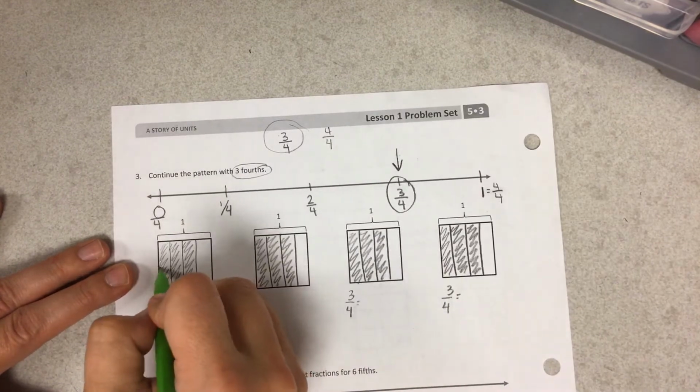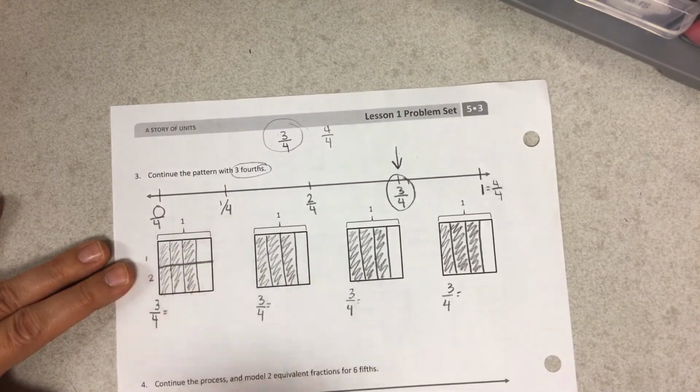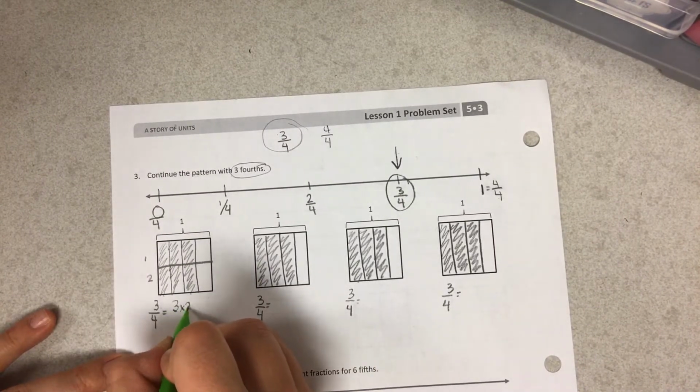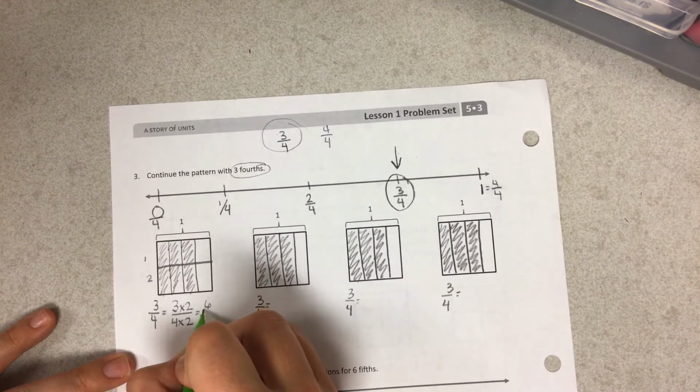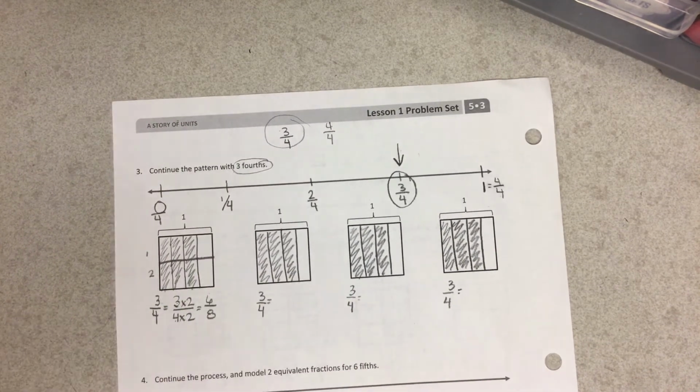So what I'm going to do is draw one line across. Now what I've done is I've multiplied that fraction by 2 because I have 2 parts. So I'm going to take my numerator times 2 and then my denominator times 2, and I get 6. So 3 times 2 is 6, 4 times 2 is 8. Guys, if you count that up, it should be equal.